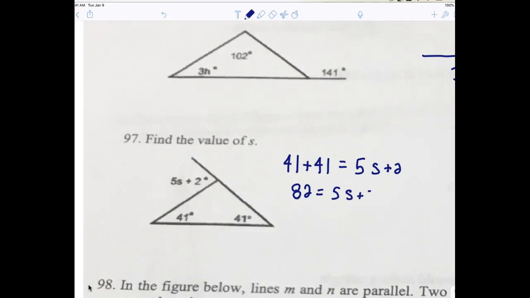82 equals 5S plus 2. Subtract 2 on both sides. Now this was supposed to be equal to. Yeah, sorry. That's all right. So now 5S is equal to 80, right? Now you divide by 5 to get S equals 16. Yeah, 16. Wait. Because 5 goes into 8 once with 3 left over.